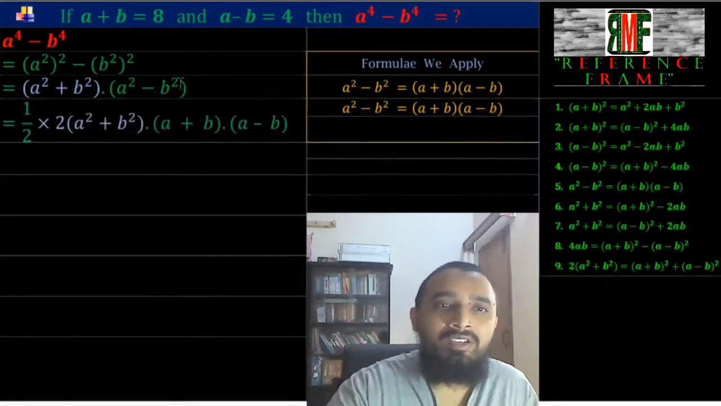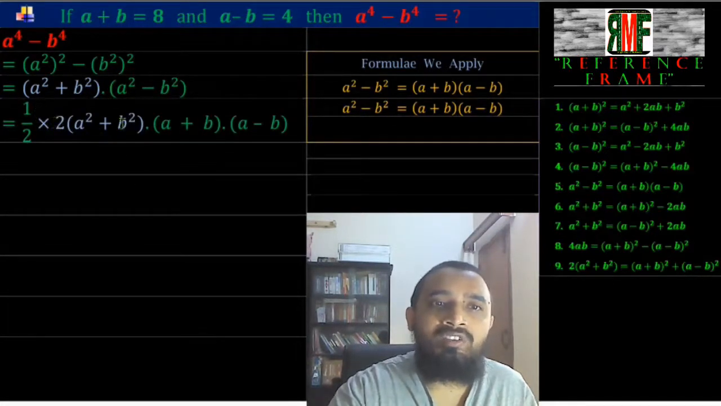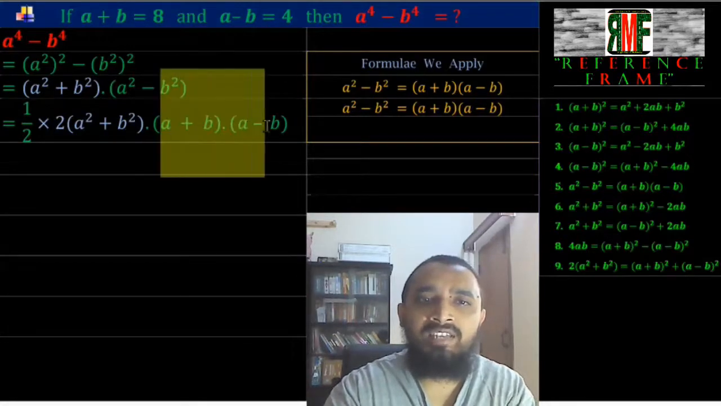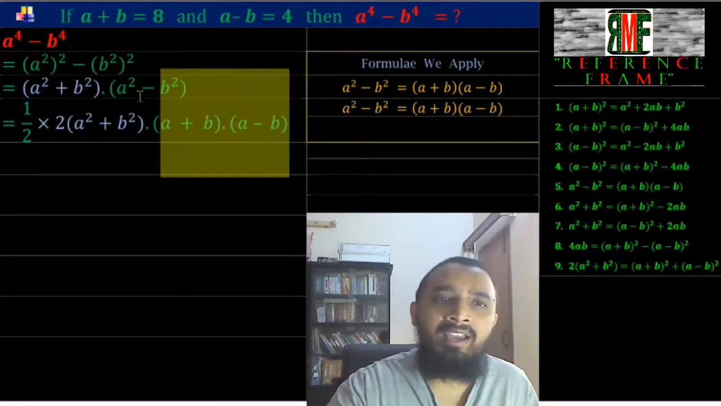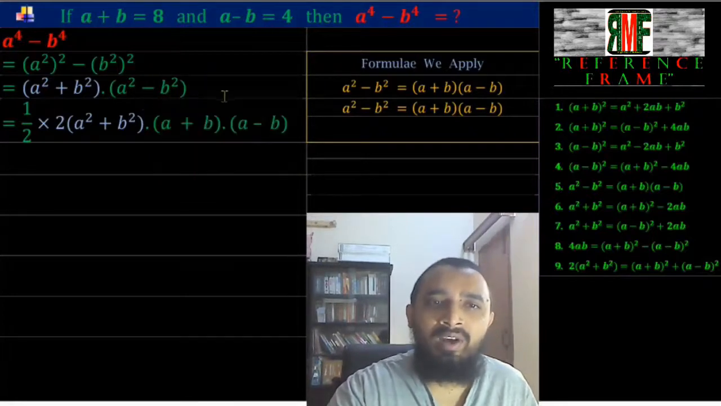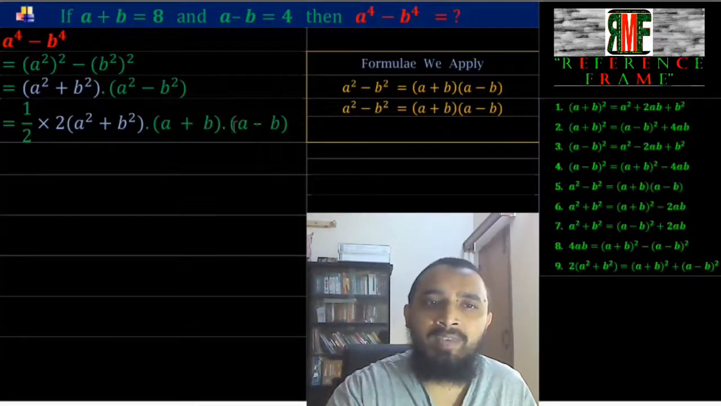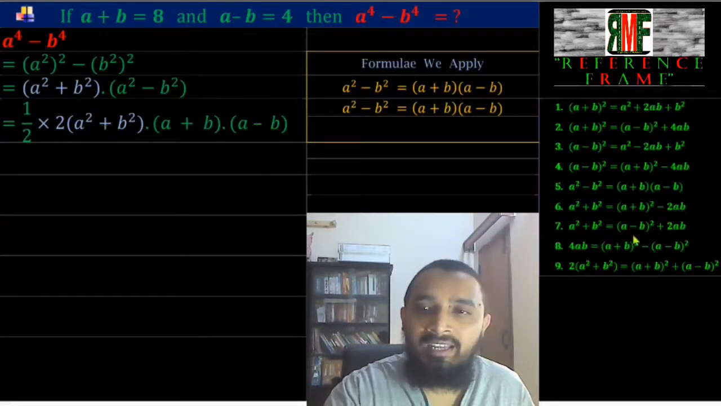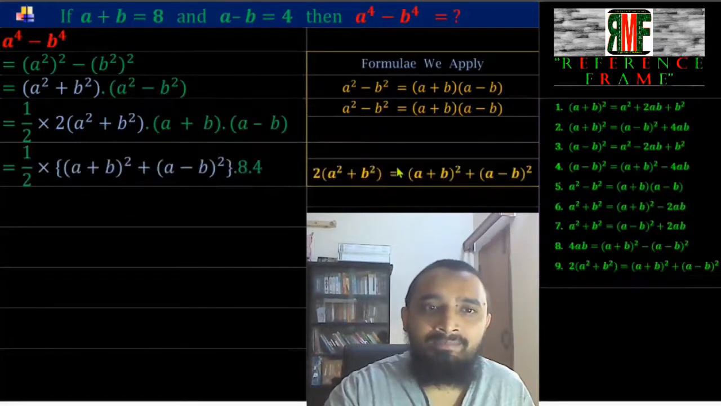So look, we can write it in this form: half into 2 into a square plus b square, just like problem 1. And for this portion, as you can see, this is obtained by a square minus b square, which is a plus b into a minus b. Now look, for this light blue portion we can apply the formula or corollary, as you can see here, corollary 9. Okay, let us apply that.